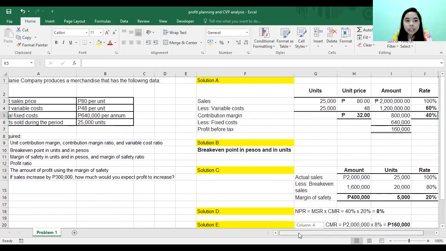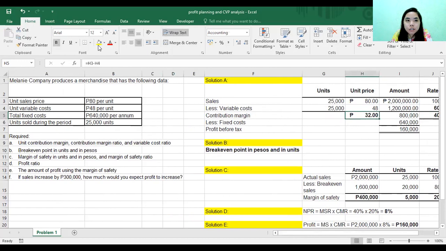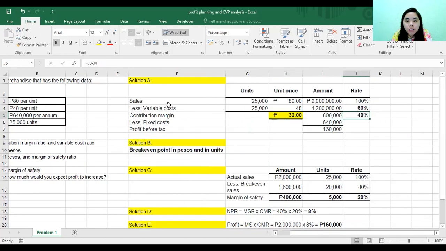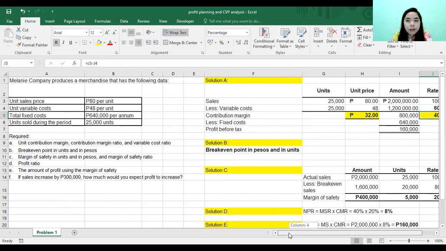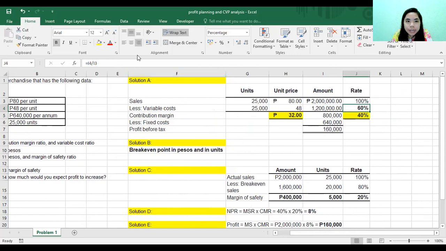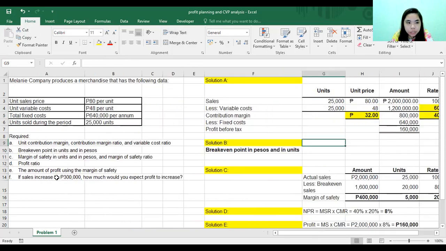For requirement A, we got the unit contribution margin, that's 32. Your contribution margin ratio of 40%. Then your variable cost ratio of 60%. Okay? So that's how we approach requirement number 1. Requirement number 2 is your break-even point in units and in pesos.